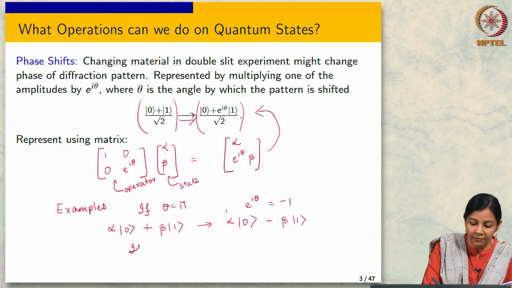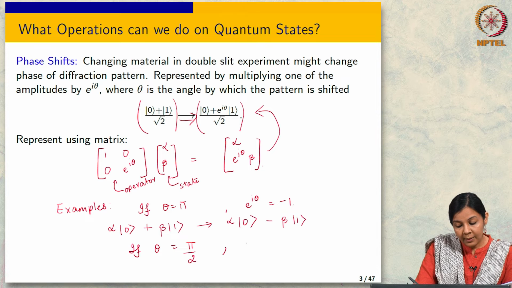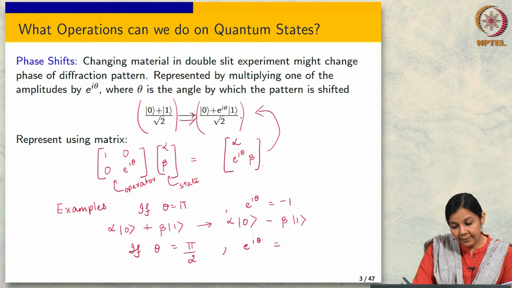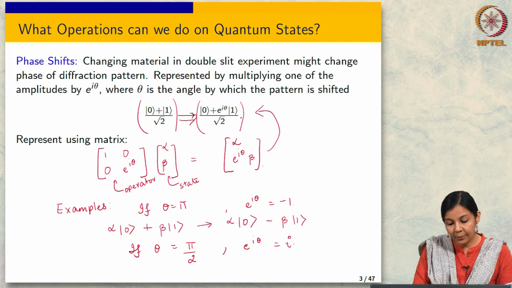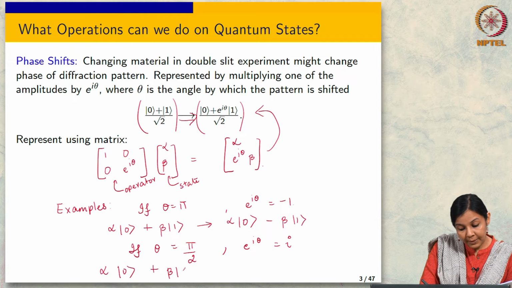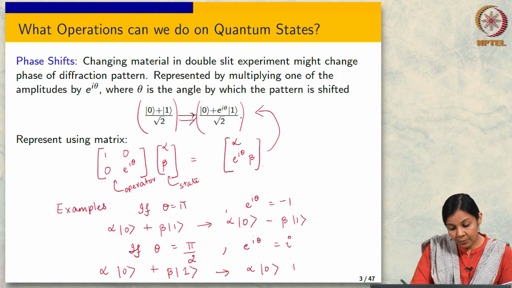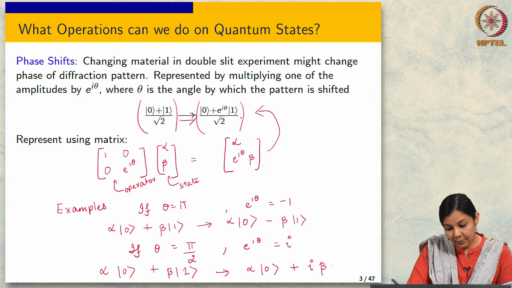Similarly, if I have theta equal to pi over 2, in that case, e to the i theta is simply equal to i. And this is going to take alpha |0> plus beta |1> to alpha |0> plus i beta |1>.